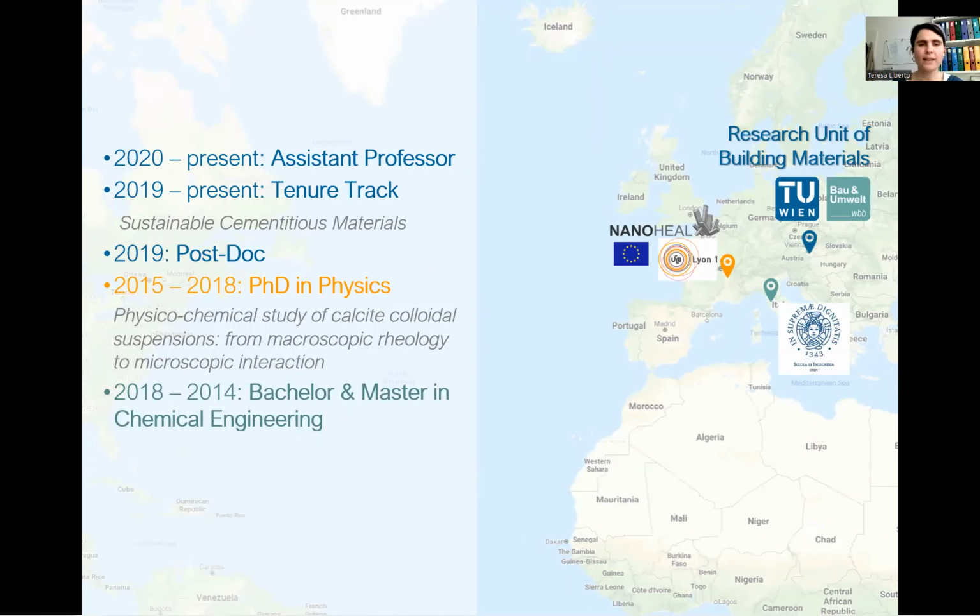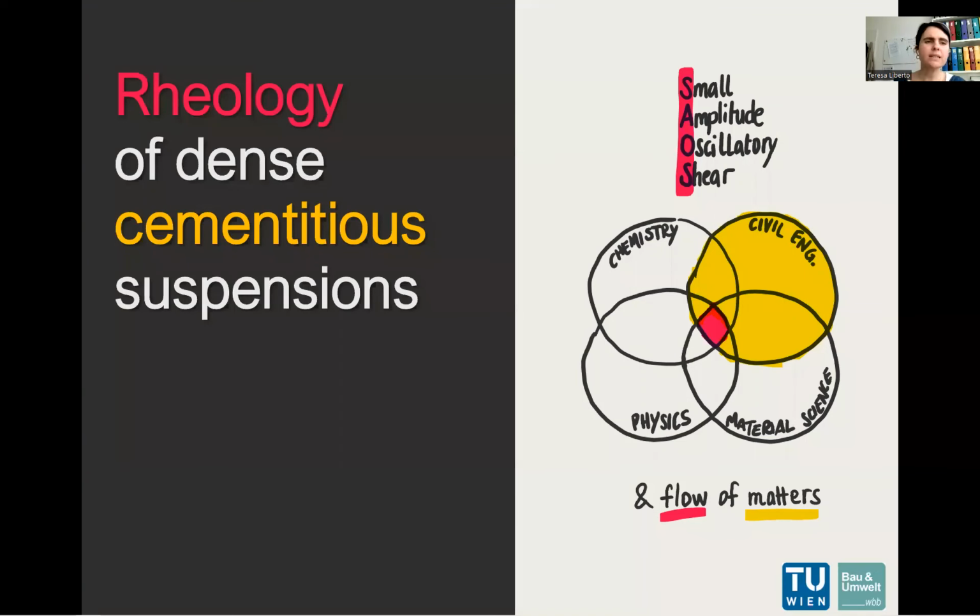And then I moved to Vienna at TU Wien in the research unit of building materials as a postdoc. I got a tenure track position on sustainable cementitious materials, and since 2020 I'm an assistant professor in the same research unit. What I do is rheology of dense cementitious suspensions. So I put together a bit of chemistry, physics, material science, and civil engineering.